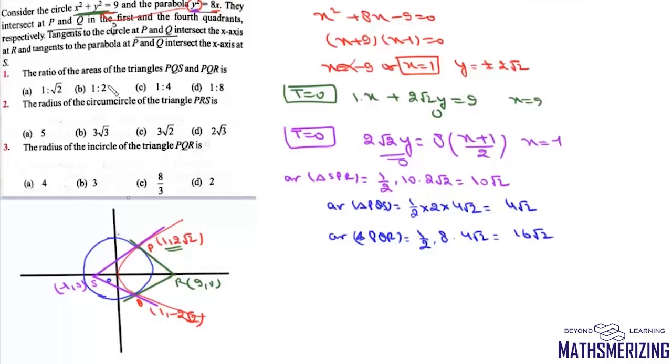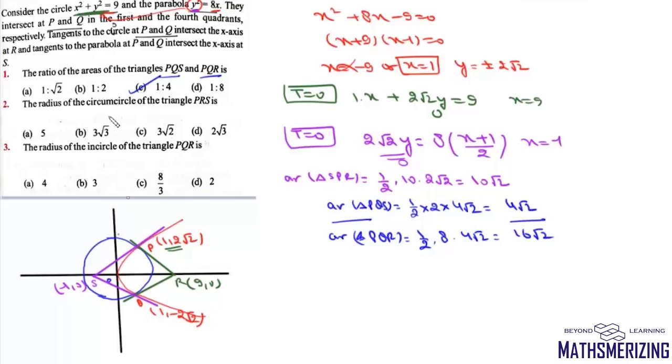Now what is the first question? First question is ratio of the areas of triangles PQS and PQR. So ratio of PQS upon PQR. So this ratio, it is 1 by 4, and that's your option number C.